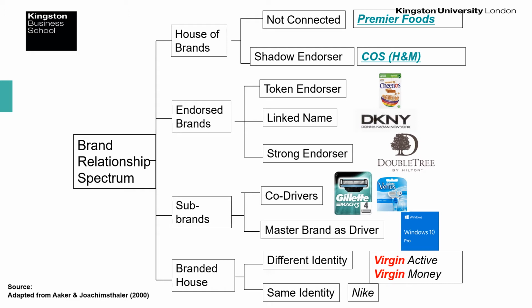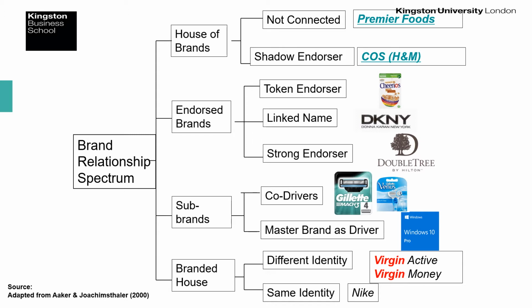The third strategy is sub-brands, and here we have 2 brands working together, driving consumer choice. So in the case of co-drivers such as Gillette Venus or Gillette Mach 3, the 2 brand names are equal in their power of driving brand choice. The fact that it's Gillette is important. The fact that it's Venus, a known brand of women's shaving products, is equally important.